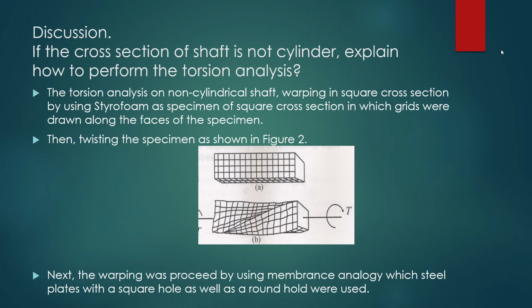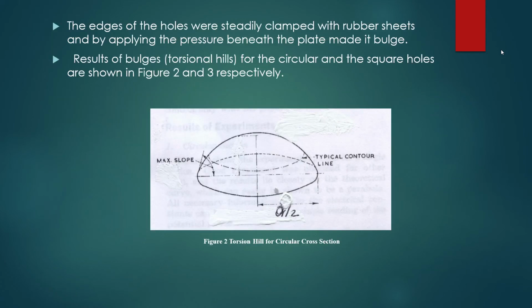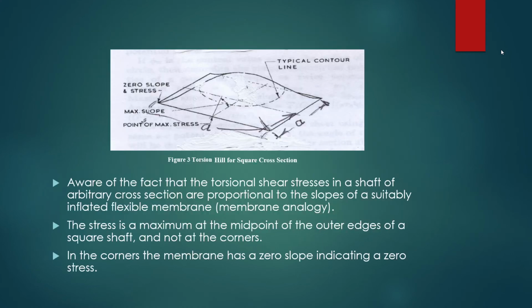Next, the warping was analysed by using the membrane analogy, in which steel plates with a square hole as well as a round hole were used. The edges of the hole were steadily clamped with rubber sheets, and applying pressure beneath the plate made it bulge. The result of the bulges you can see as torsion hills in figure 2. And this is figure 3, the torsion hill for the square cross section.